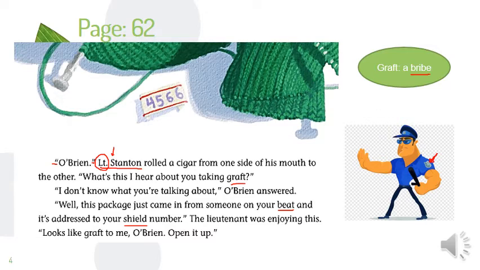We said that lieutenant here is the whole word, and LT is the abbreviation that comes before the noun. The lieutenant was enjoying this, which means that he enjoyed annoying O'Brien. "Looks like graft to me, O'Brien. Open it up."